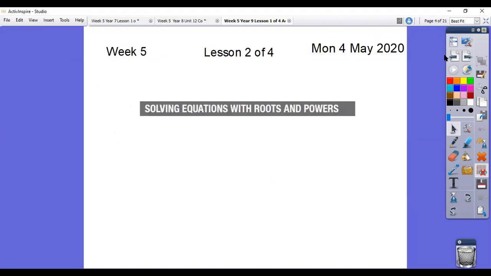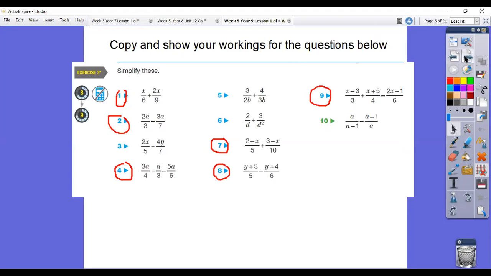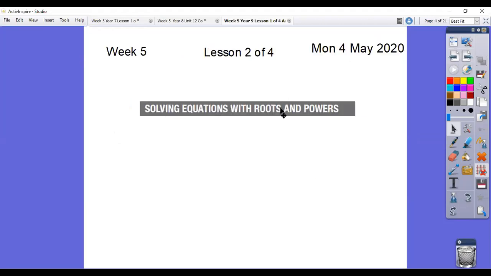Okay, so that's all we're doing for today. In tomorrow's lesson 2 of 4, we're going to be looking at solving equations with roots and powers.